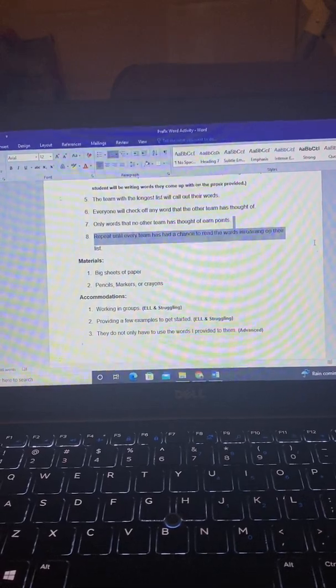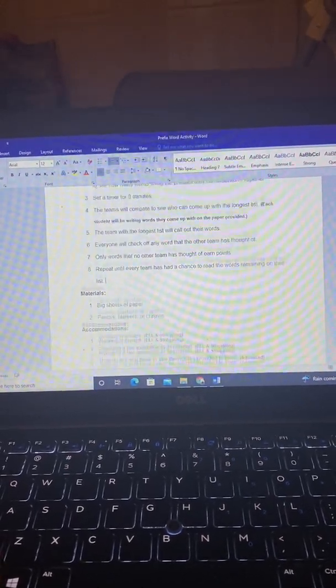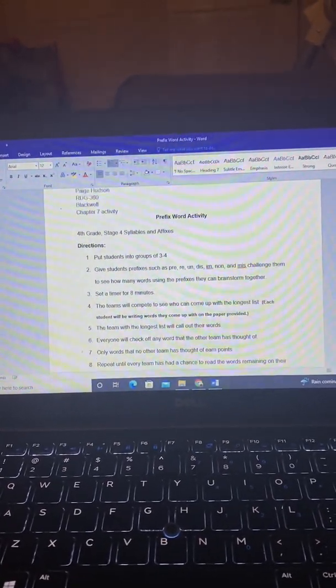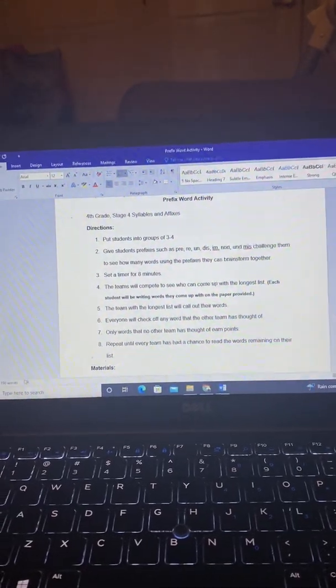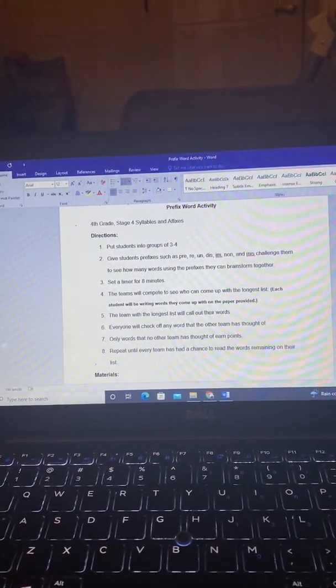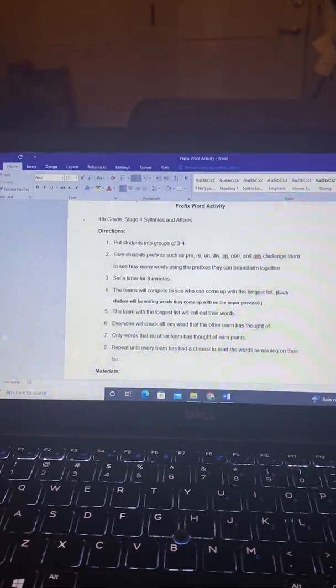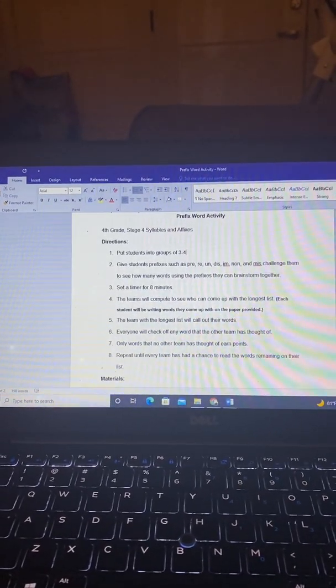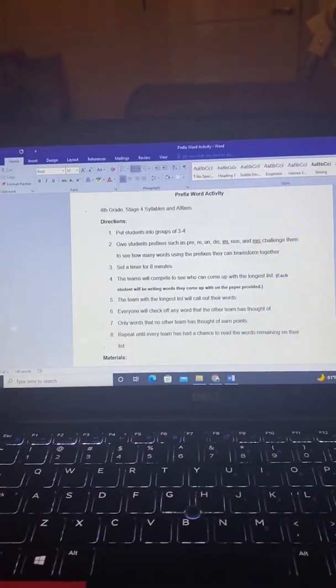I liked this activity just because I didn't have to make anything. I literally could just hand all the kids a big sheet of paper, or even just small sheets of paper, and say, okay, 1, 2, 3, this is what we're doing, and wouldn't have to worry about any extras or Teachers Pay Teachers or anything like that.